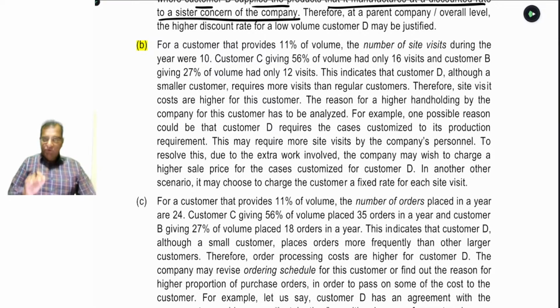Okay beta, have you read out this point? So लिखिए बेटा, reason for high sales visit. Customization of the product, customization of customer product might require more sales visit. Customization of customer product will require more sales visit.